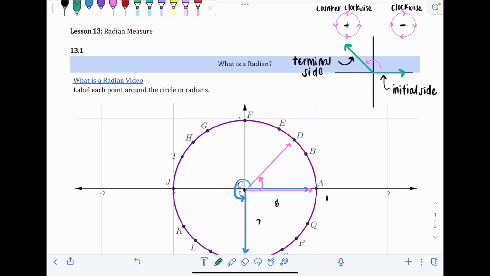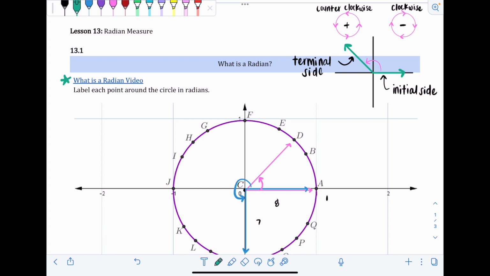Lesson 13 is about radian measure, and in 13.1 we're going to introduce what a radian is. Before you watch this video, you should have already watched the "what is a radian" video that is posted in Canvas. If you haven't yet, make sure you go back and watch it. It should be on the same page as this video.